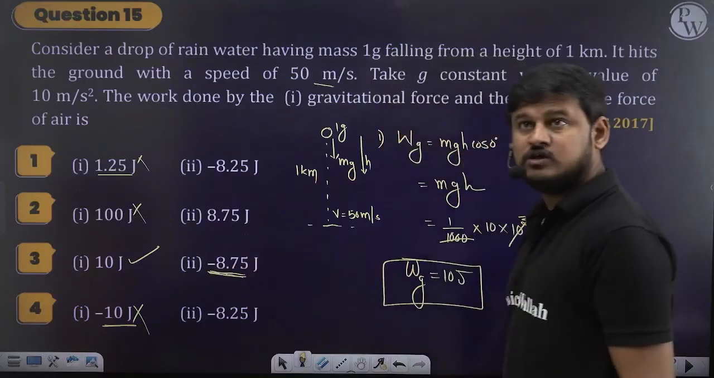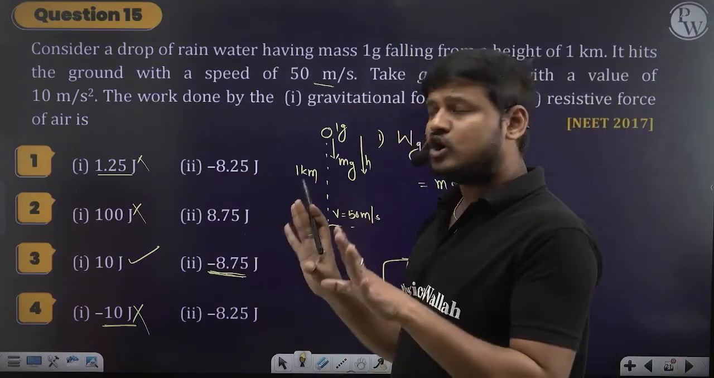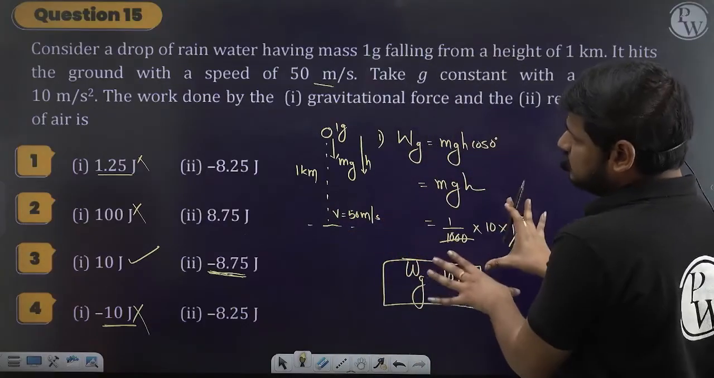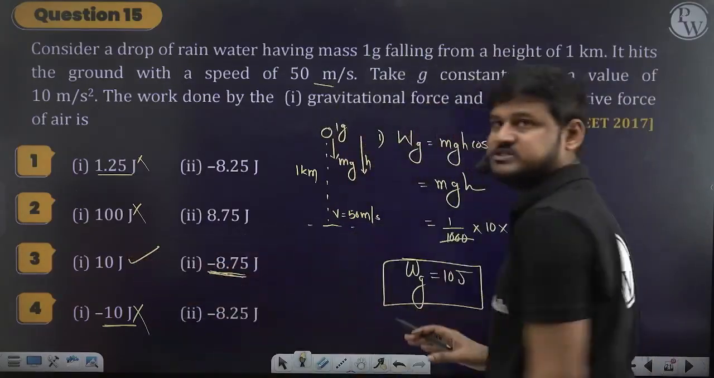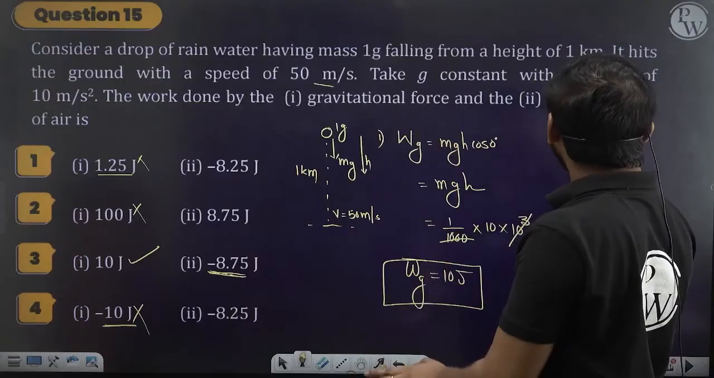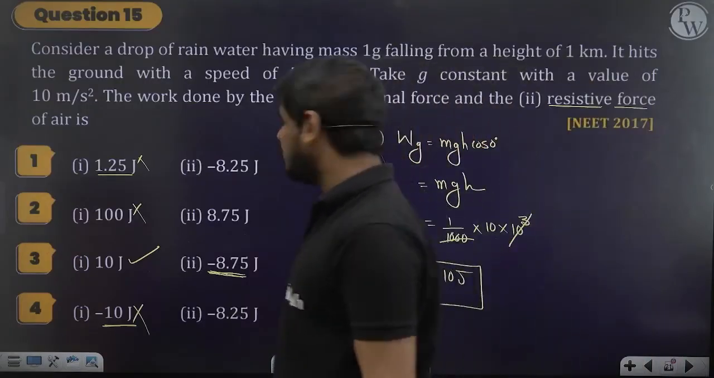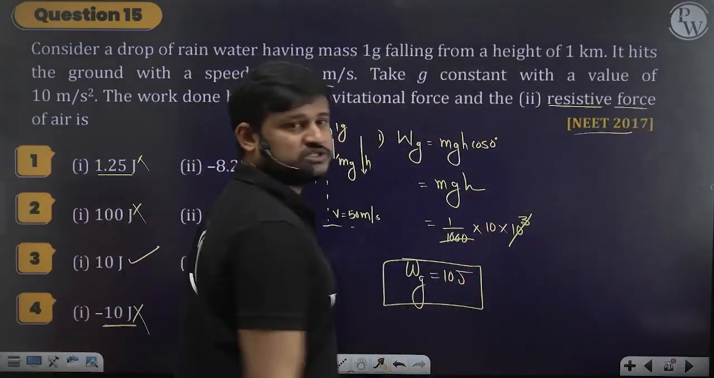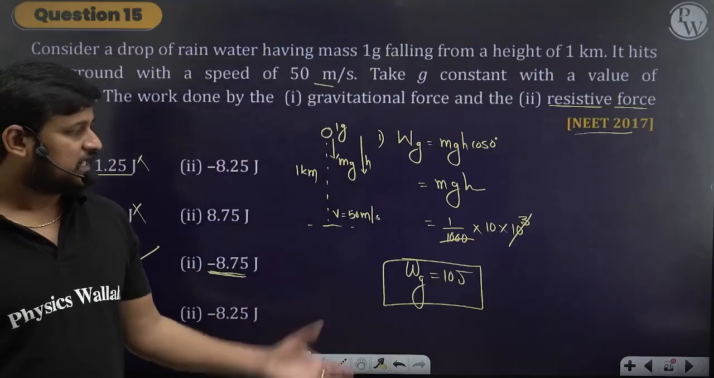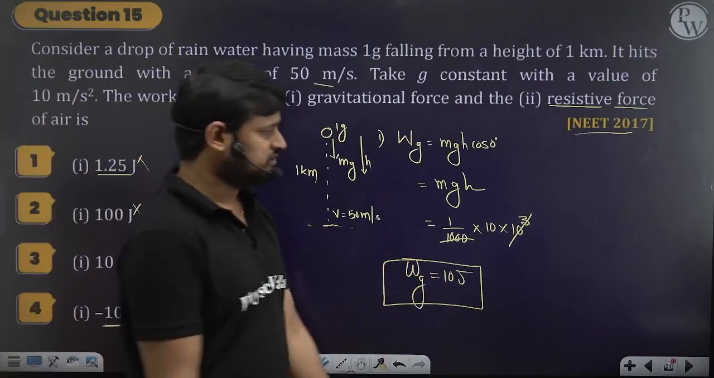Same thing we got. So you can put the option directly with one question, because there is only 10 joules in one option. But for your understanding I solved for this also. This question was asked in NEET 2017, guys. Clear? Understood, everyone? Sure.